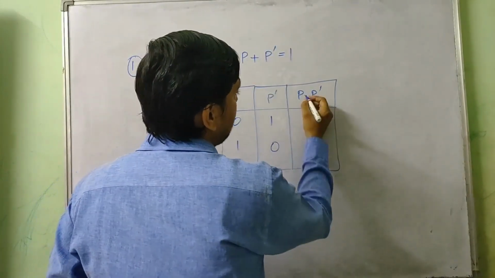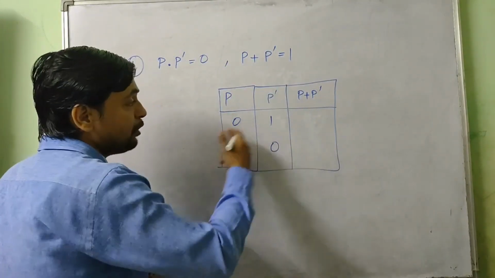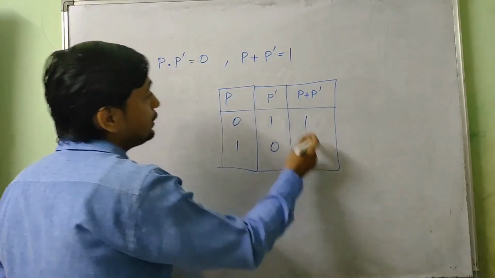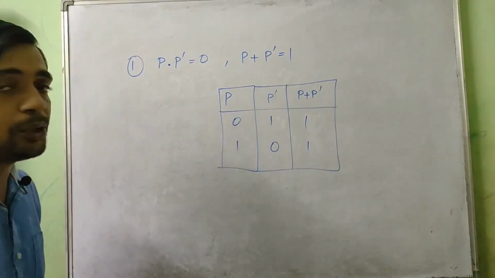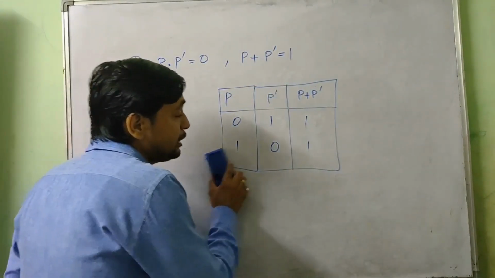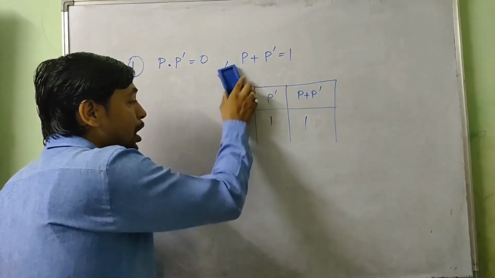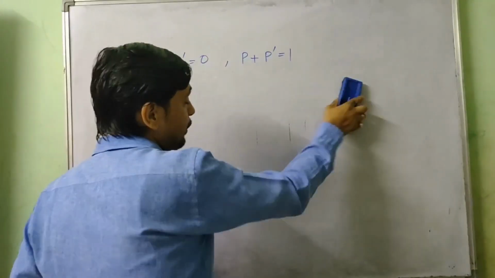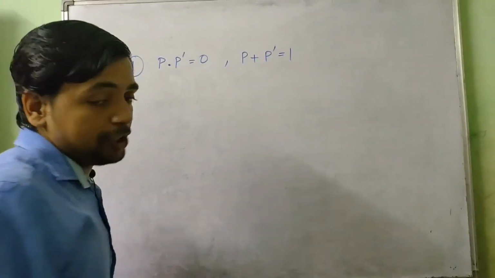Now let's talk about P or P negation. If any one of them is 1, it will result in 1. So you can see P or P negation will always result in 1. This was the first law, when you are doing conjunction and disjunction with a proposition along with its negation.